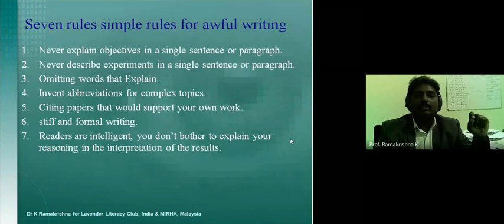Citing papers that would support your work is also very important. Keep the writing formal and straight, not stiff. Readers are intelligent, so you don't need to bother explaining your reasoning in the interpretations of the results. This is where many researchers fail while writing.